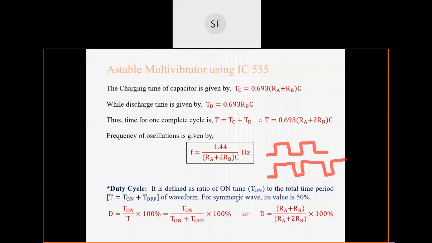Right? I am talking about symmetric wave, that is square wave. So for square wave, t on equals t off. So that's why this fraction becomes 1 by 2. So 1 by 2 multiplied by 100 will be 50%. Right? So this is just for your information that for square wave, the value of duty cycle will be 50%.